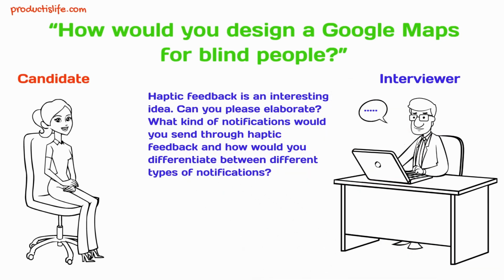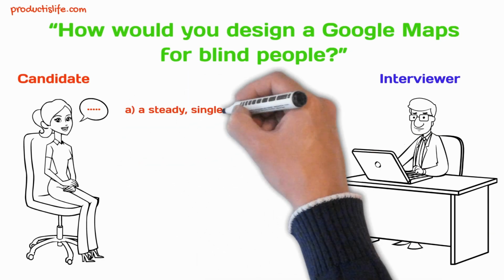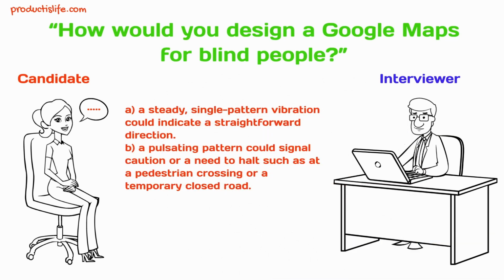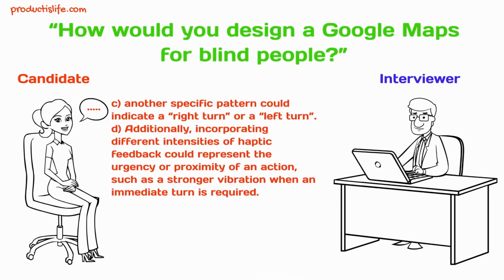Haptic feedback is an interesting idea. Can you please elaborate? What kind of notifications would you send through haptic feedback? And how would you differentiate between different types of notifications? We could employ different vibration patterns and intensities to convey different types of notifications. For example, a steady single pattern vibration could indicate a straightforward direction. A pulsating pattern could signal caution or a need to halt, such as at a pedestrian crossing or temporarily closed road. Another specific pattern could indicate a right turn or a left turn.